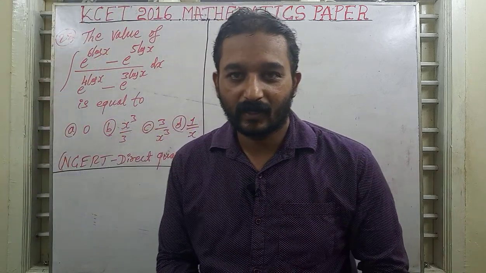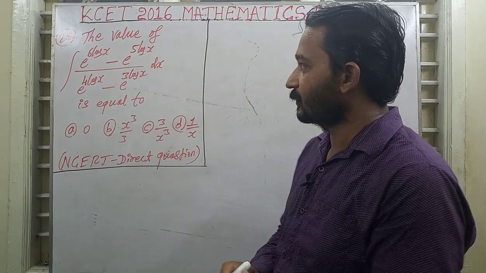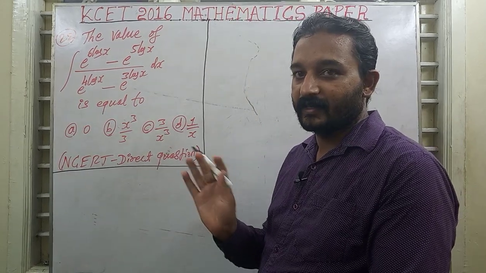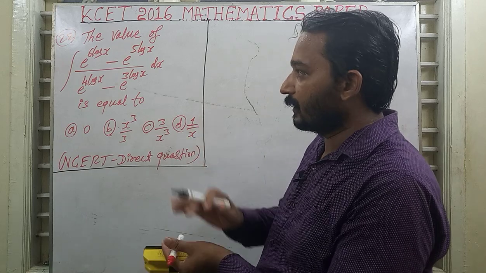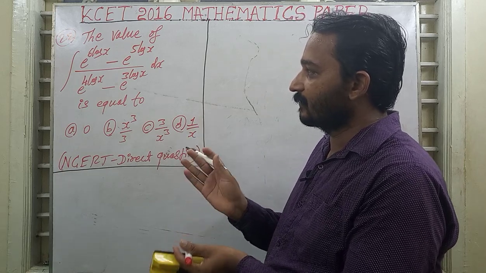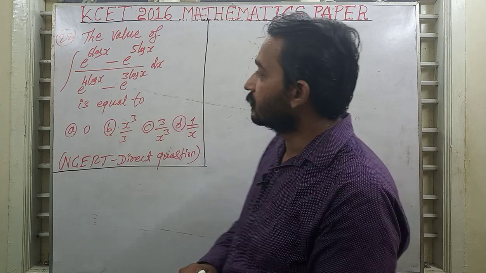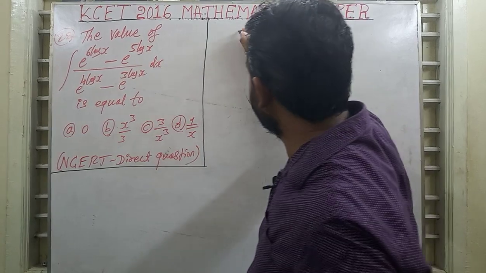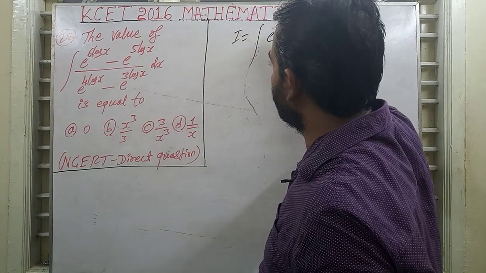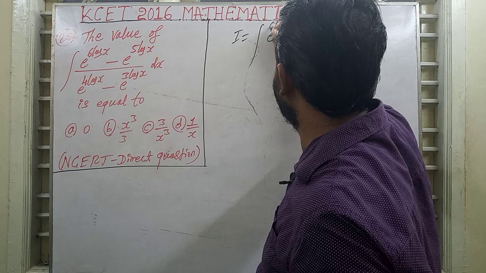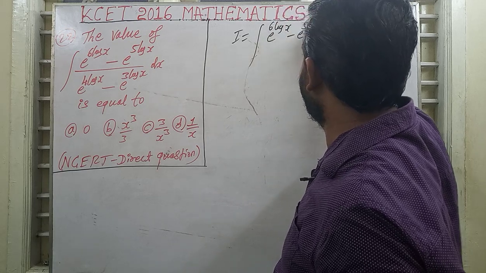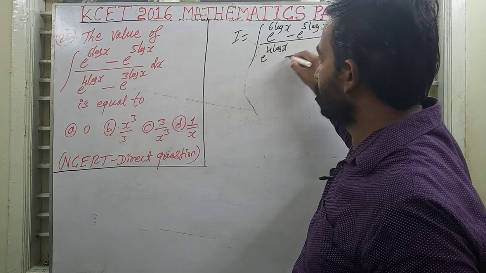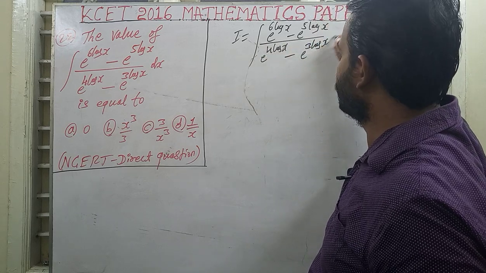So now let us move on to the next question, question number 22. This question is based on the chapter integration, particularly indefinite integration, as the inverse process of differentiation. So let us see the question. In this question, let us take I is equal to the integral of (e to the power of 6 log x minus e to the power of 5 log x) divided by (e to the power of 4 log x minus e to the power of 3 log x) with respect to x.